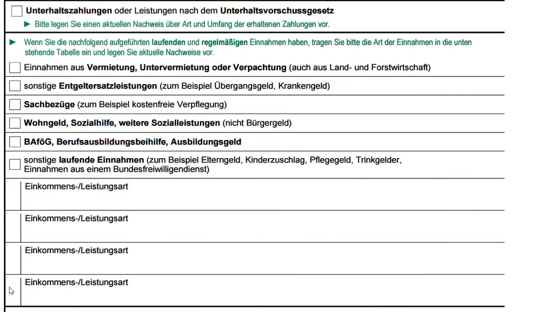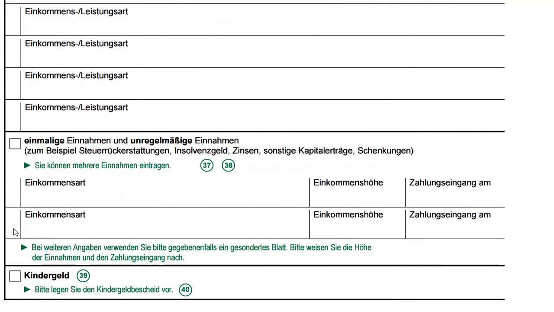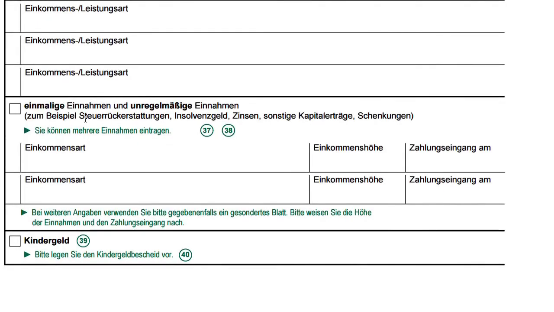Here you provide information about the one-time or one-off income and irregular income of this person. For example, his or her tax refunds, insolvency benefits, interest or other capital gains, gifts, and so on. If he or she has one of them, then you mark here with a cross.